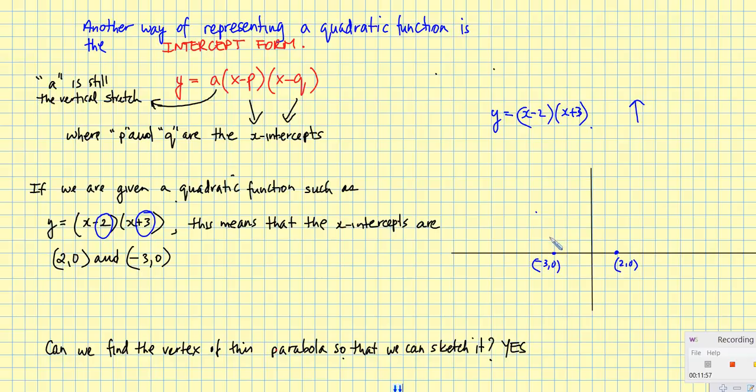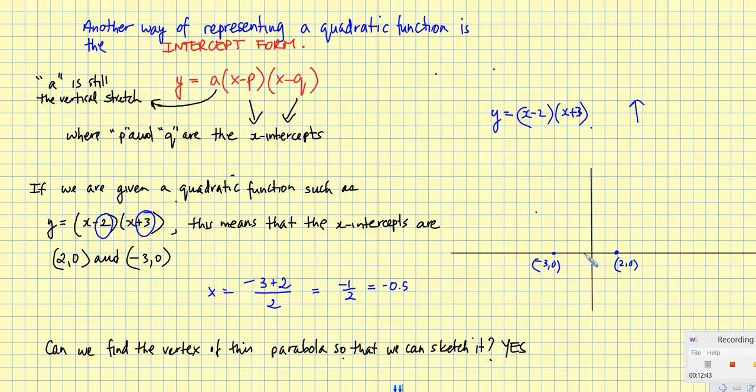We can find the x value of the vertex very quickly by doing what I said before. If I have to find the middle point between here, I find the average between negative 3 and 2. So I'm going to say negative 3 plus 2 and divide that by 2. That gives me my x value, and that ends up giving me negative 1/2, or negative 0.5.